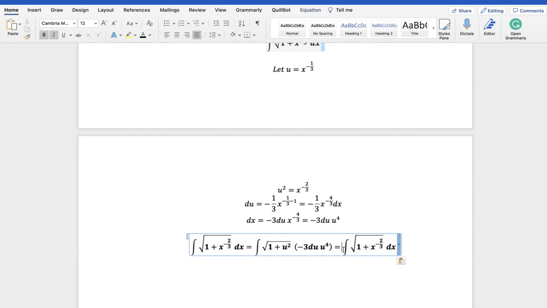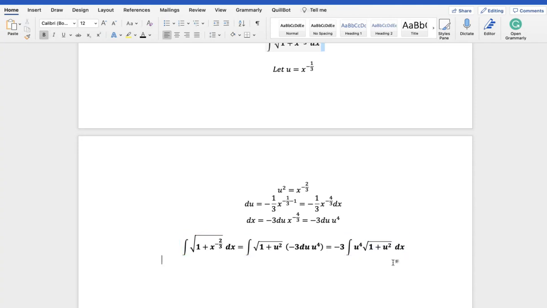the integral. I'll take the negative 3 out because it's a constant. Negative 3 multiplied by the integral of u to the 4 multiplied by the square root of u squared, du. So then what do you do from here?